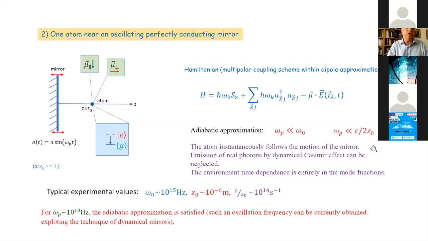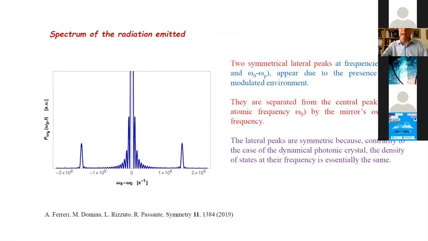Also in this case, using an adiabatic approximation, we can find the spectrum of the radiation that is emitted by the atom. This adiabatic approximation can be easily satisfied with typical experimental values for all the parameters: transition frequency, atom-wall distance, and round trip time. For example, with oscillation frequencies of the order of 10 to 10 Hertz, that can be obtained with the technique of dynamical mirrors.